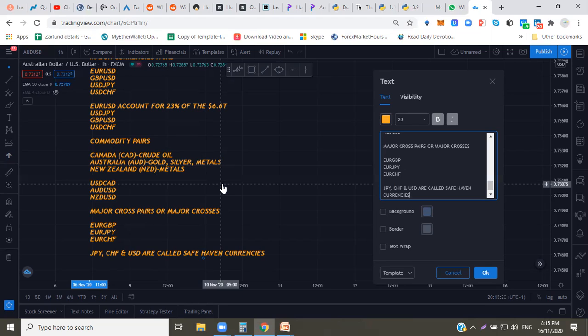So that's what happens. It's the same thing when we are talking about commodity pairs. You want to be able to know what is affecting what, the movement of what is affecting another. Gold is definitely going to affect the AUD. Oil is going to affect the CAD. Metals, gold will also affect the New Zealand dollar. All right.